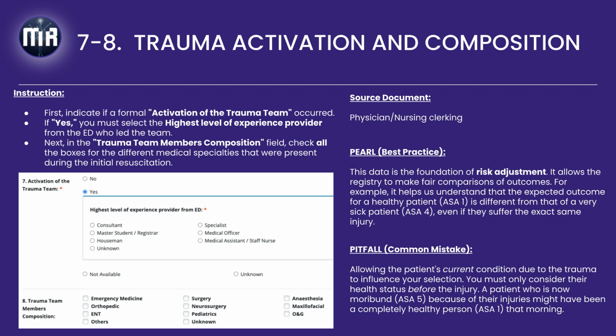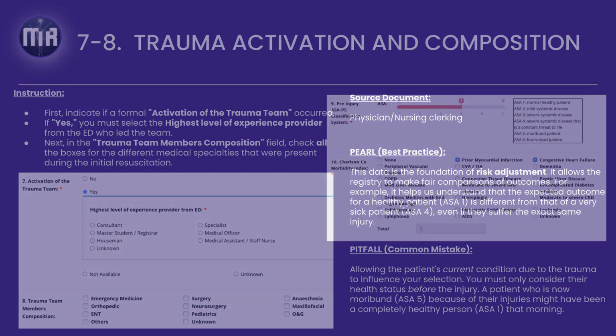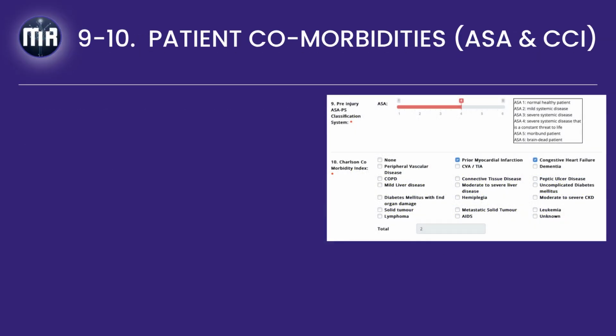By accurately documenting both the activation and the composition, you provide invaluable data for us to audit the effectiveness and efficiency of our trauma response system. We will now discuss two fields that are crucial for understanding the context of the patient's overall health. Fields 9 and 10, which document the patient's comorbidities.